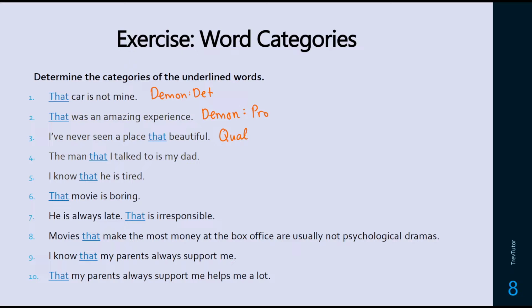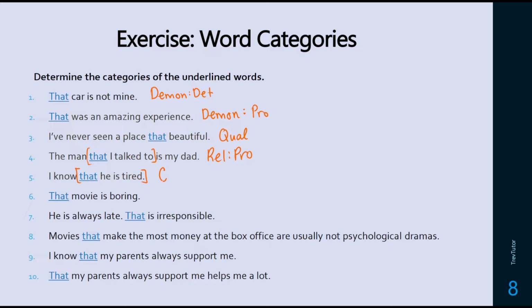I bet you weren't expecting that when you were coming into this video. Okay, the man that I talked to is my dad. So this is a relative clause in this case. So this is going to be a relative pronoun that. I know that he is tired. So this is introducing a noun clause direct object. So this is just a complementizer.